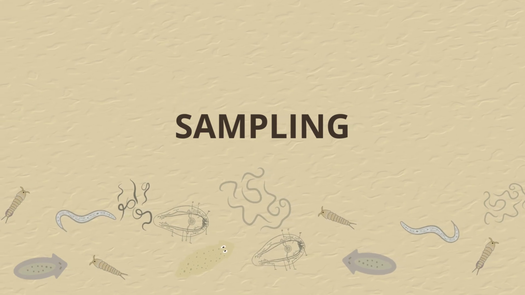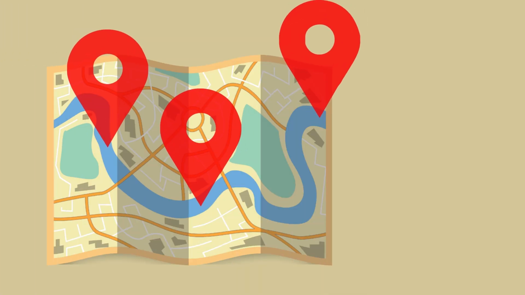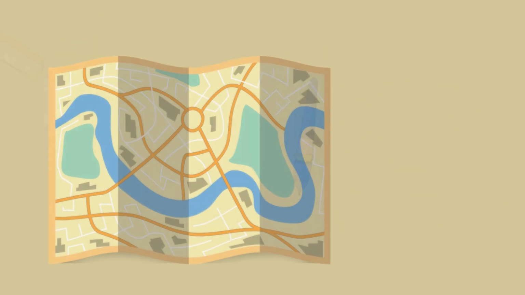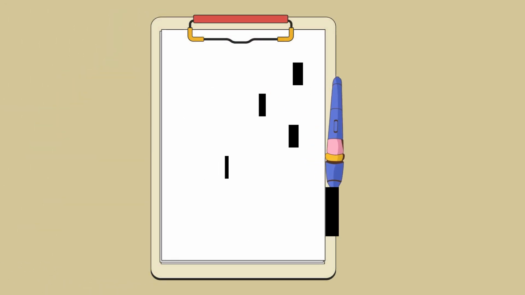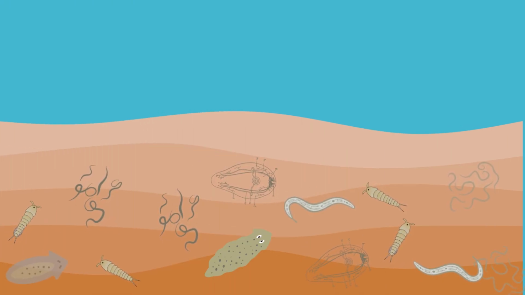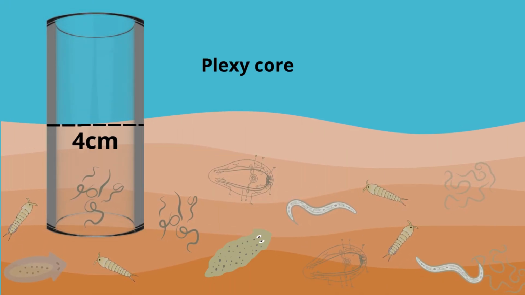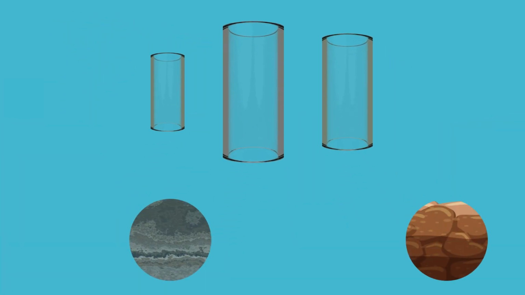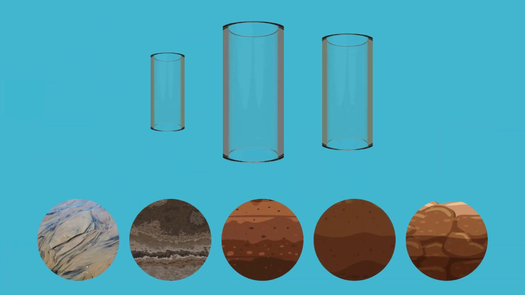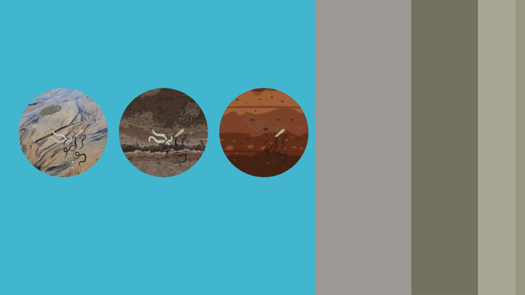Sampling. To ensure accurate data collection, it is recommended to obtain the coordinates of the sampling location and fill in a sample sheet with all the required information. Usually, the sampling of soft sediments Meiofauna is performed with a plexi core of 4 centimeters in diameter. A different size of the sampling device is used depending on sediment and habitat type, which is strictly associated to the abundance of benthic organisms.